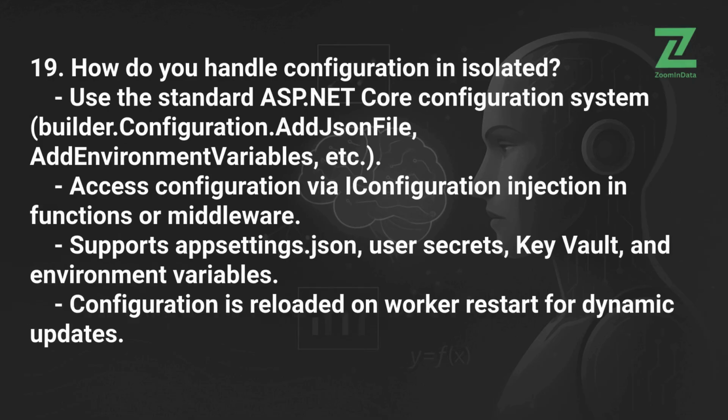19. How do you handle configuration in isolated? Use the standard ASP.NET Core configuration system, builder.Configuration.AddJsonFile, AddEnvironmentVariables, etc. Access configuration via IConfiguration injection in functions or middleware. Supports app settings, JSON, user secrets, Key Vault, and environment variables. Configuration is reloaded on worker restart for dynamic updates.